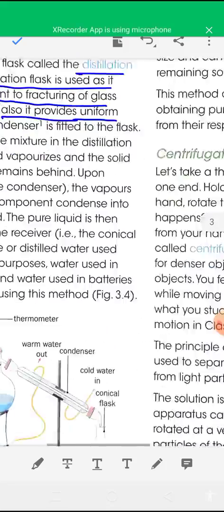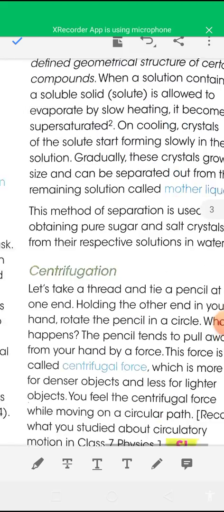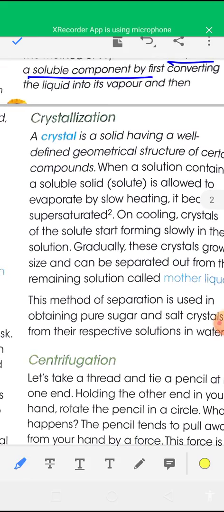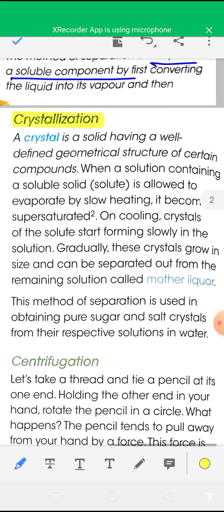Next method is crystallization. What is a crystal? A crystal is a solid having a well-defined geometrical structure. So first you have to know the definition of a crystal. A crystal is a solid having a well-defined geometrical structure of a certain compound.